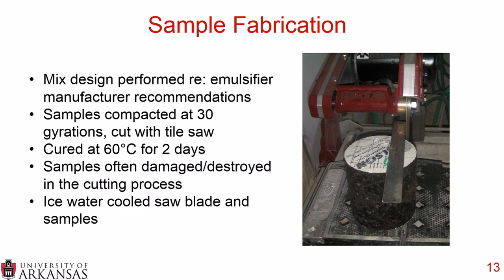Now it's important to note that CIR is often referred to as a semi-bound material, so the samples were often either damaged or destroyed in the cutting process because it didn't quite have the cohesive nature of hot mix asphalt. So we used ice water to cool the saw blade and also the samples so they were a little more brittle, so they were easier to cut, and this worked really well.